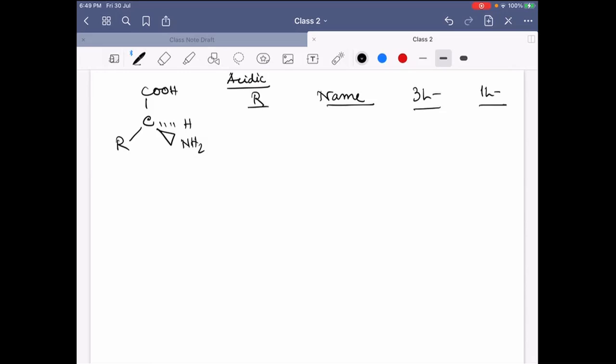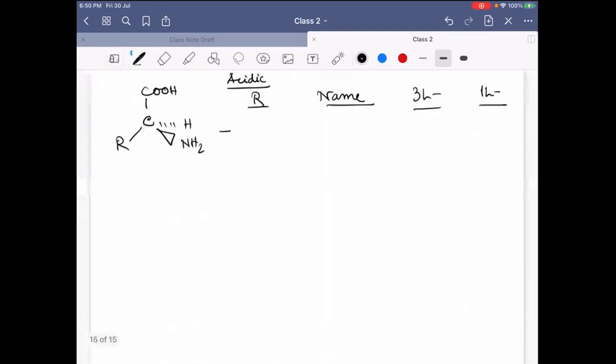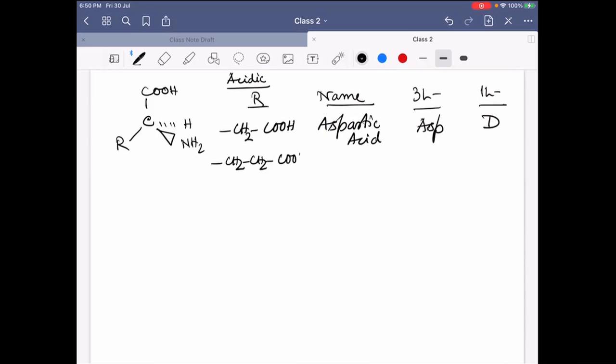So the acidic group is nothing but the same amide bonds we have drawn earlier, but instead of amide, put an acid group, and that will be the system I am going to have. So it will be CH2COOH, which is known as aspartic acid, three-letter code ASP, and its carboxylate form is known as aspartate. One letter code D, because A is already taken. And then this extra CH2 is connecting between them.